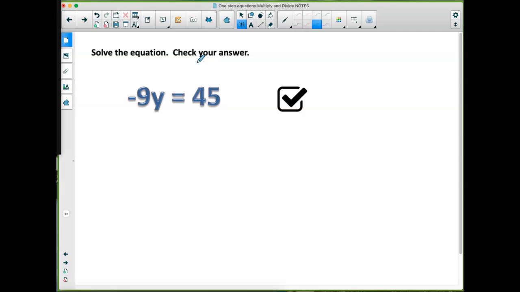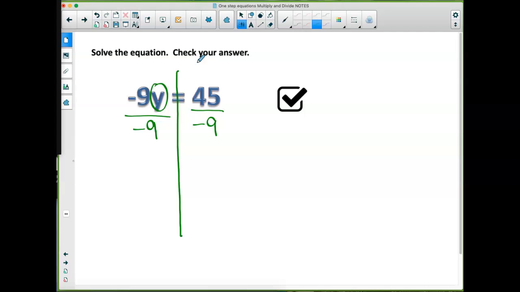Okay, -9y equals 45. The very first thing we always do is draw that line by the equal sign, no matter what. Straight down from the equal sign. And circle the letter because we want to get that by itself. Okay, how do I get rid of the negative 9? Negative 9 and y are being multiplied. What's the opposite of multiplying? Division.